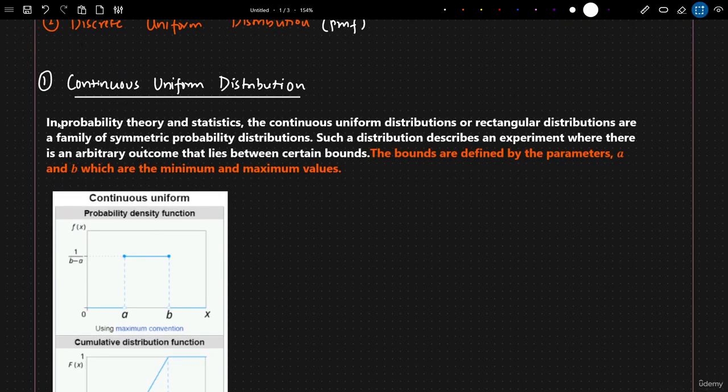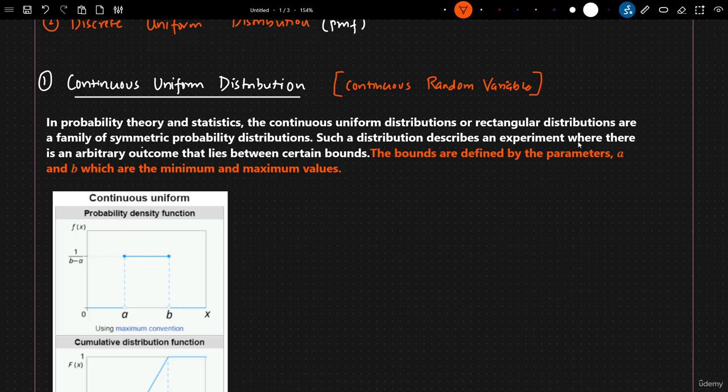And over here, first of all, we'll go ahead with the definition. As I have already told you, continuous uniform distribution basically means it is a distribution for a continuous random variable, right? So I'm just going to go ahead and write continuous random variable. Okay, so in probability theory and statistics, the continuous uniform distribution, which is also called the rectangular distribution, is a family of symmetrical probability distributions.